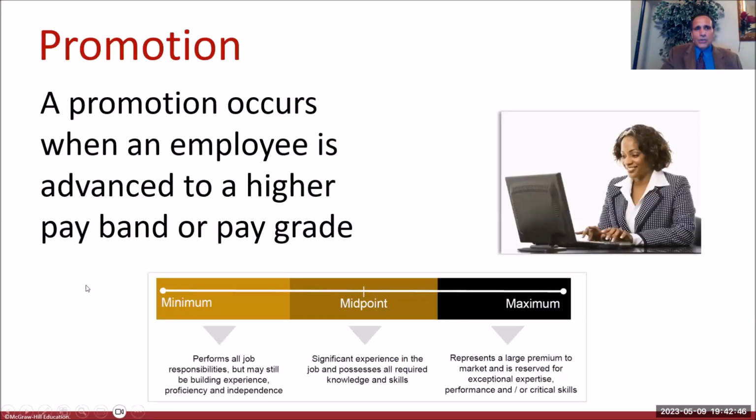So promotion occurs when an employee is advanced to a higher pay band or pay grade. The question is, where do we place them compared to what they were doing already and what the market actually expects? Because if we don't treat them fairly, guess what? They're going to leave. And it's more than just quiet leaving. Some people are just ghosting the company now, right? They don't show up at all.